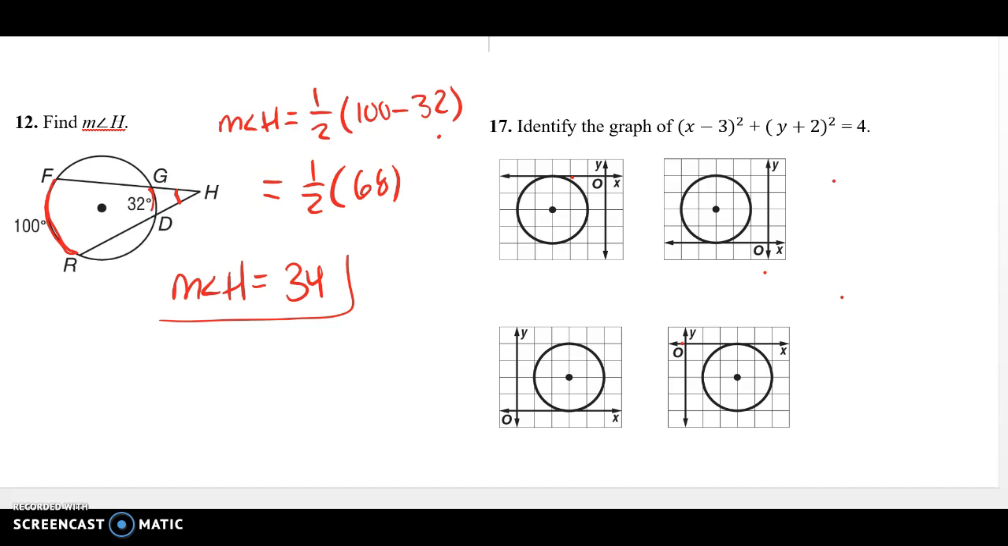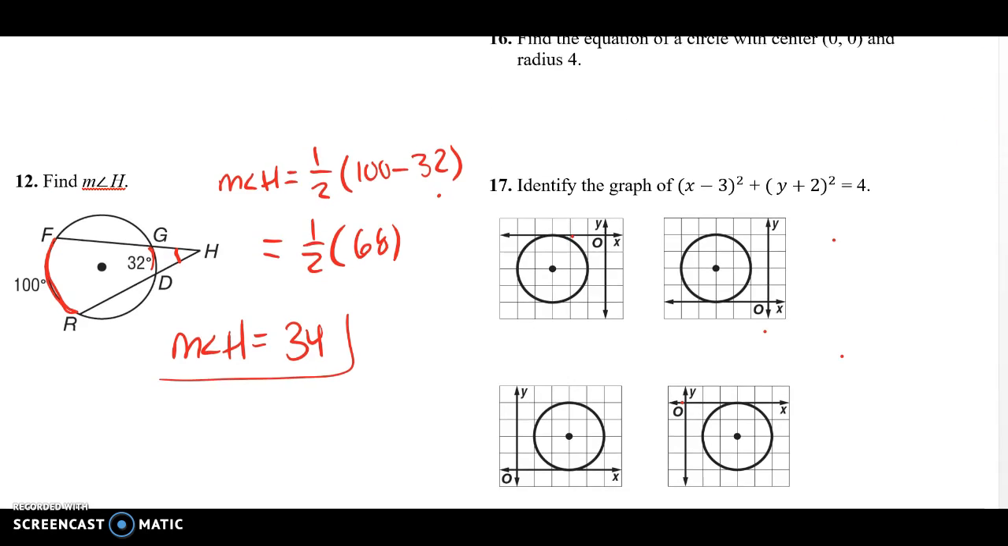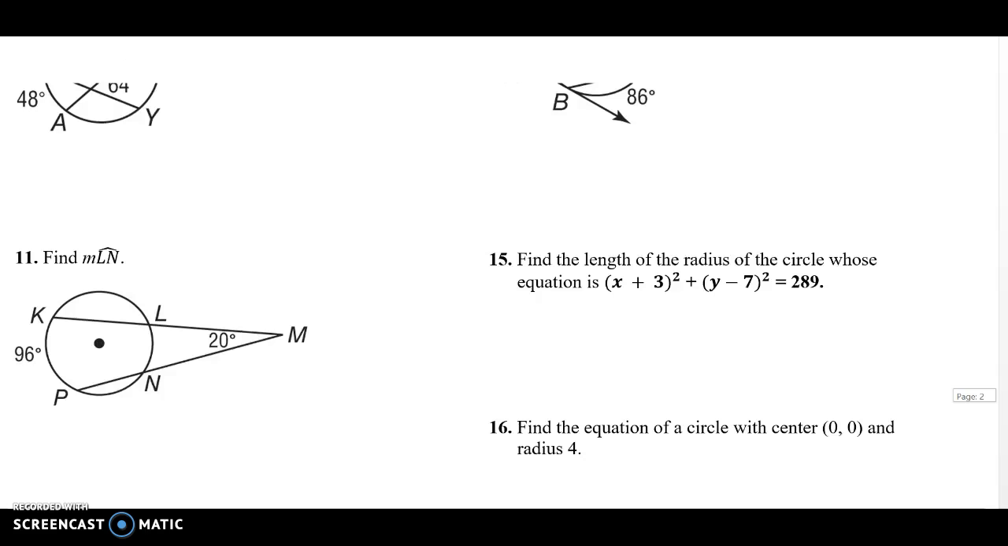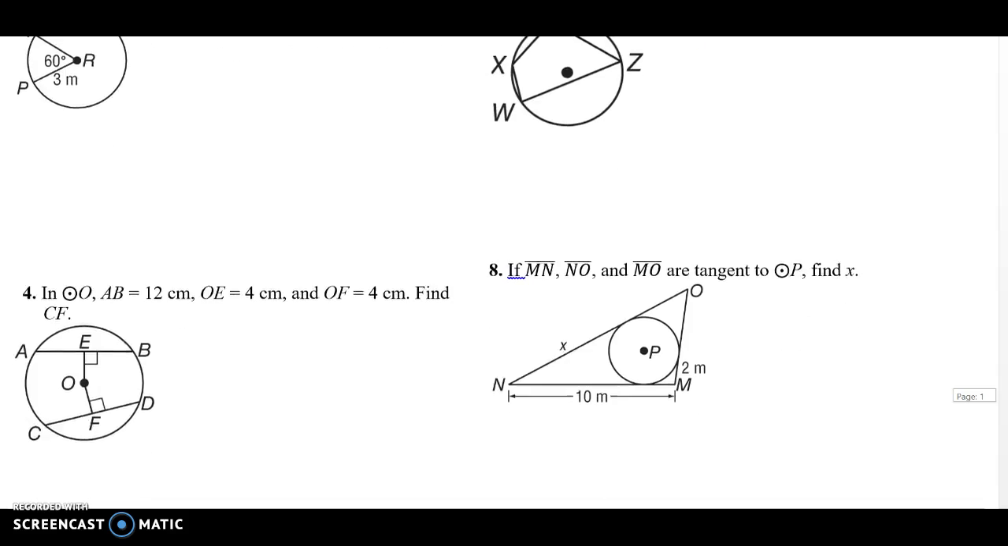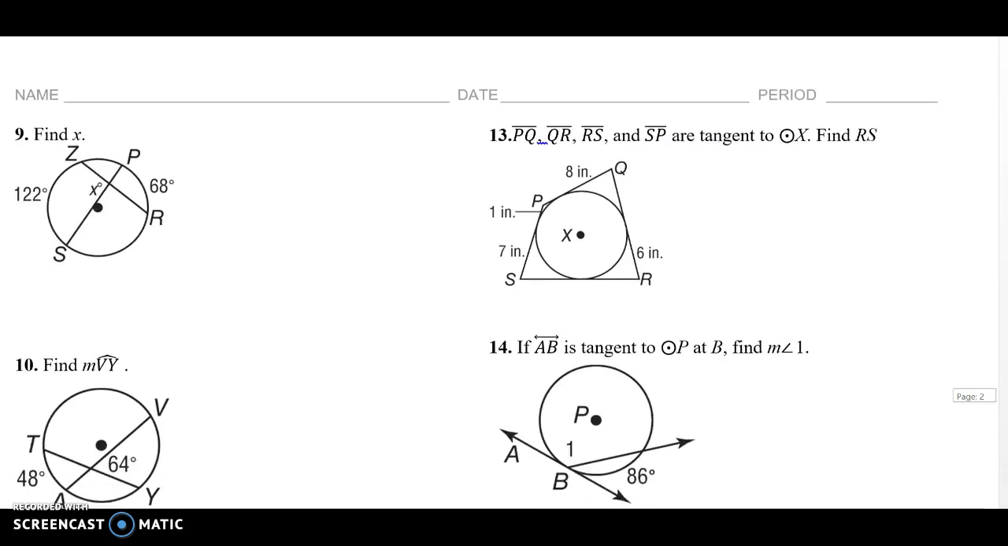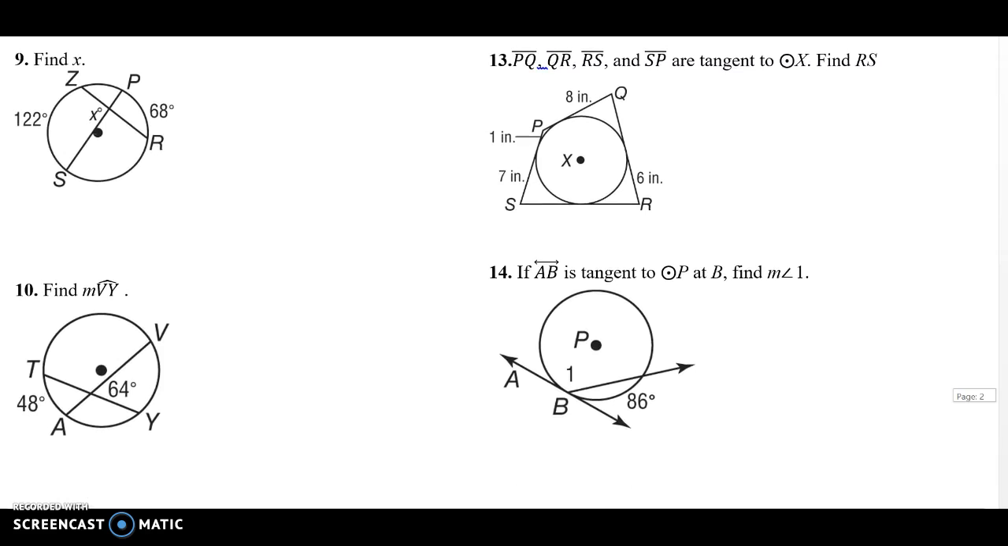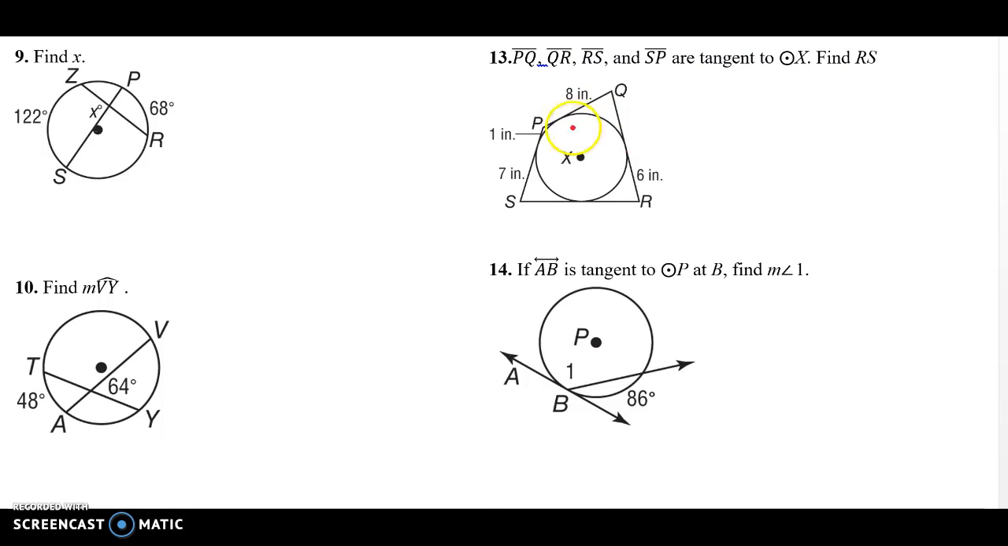Moving back up to number 13. So at 13, we can see we have a quadrilateral circumscribed around one of our circles. What we found out about those is that every side of that quadrilateral, or any polygon around our circles, is tangent to that circle.